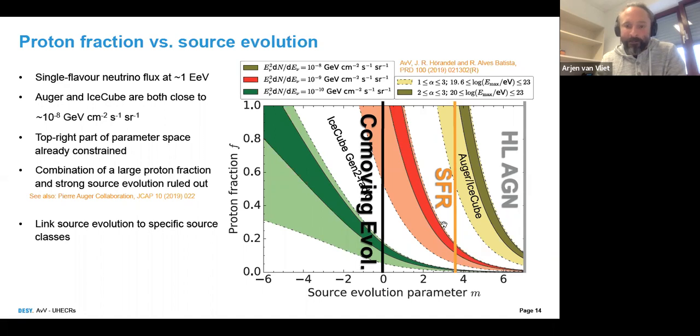If you now go to very regular sources, regular galaxies, then they follow the star formation rate, and we are here at this line. If you go to 0, we are just at co-moving source evolution. So you can see here that you're probing a very interesting parameter range, which covers most interesting source candidates for ultra high energy cosmic rays.